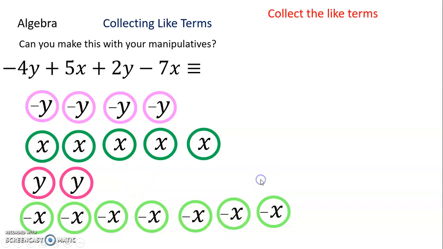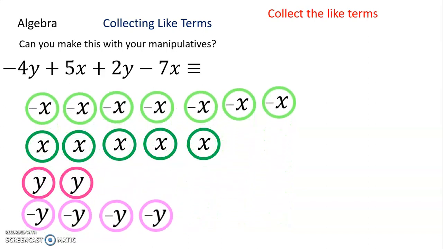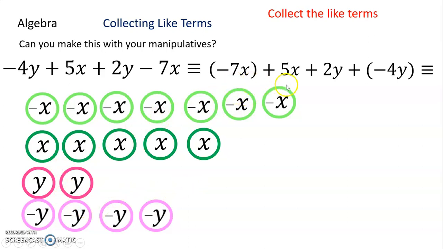And next, I'm going to collect together the like terms. But I'm going to keep the positives and the negatives in separate rows, although they're like terms, so that I can look for my zero pairs. So I'm going to move the negative x's to the top there and the negative y's to the bottom. So I've collected together my x's and my y's. This is my new calculation, which reflects what I've just done. So I have negative 7x, add positive 5x, add positive 2y, add negative 4y.